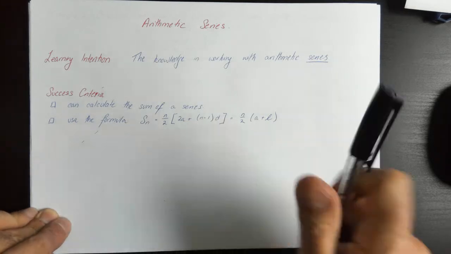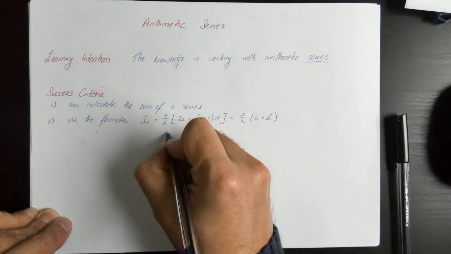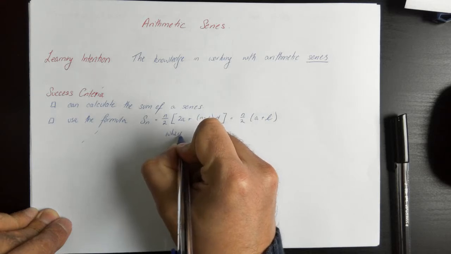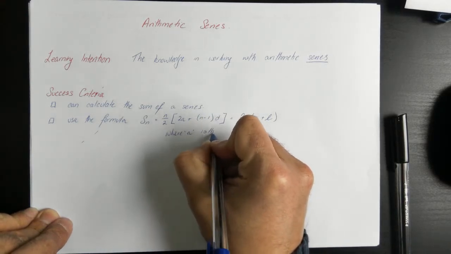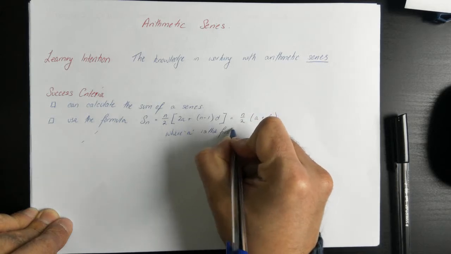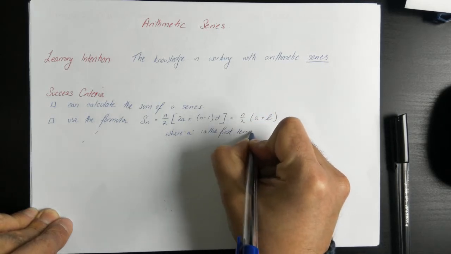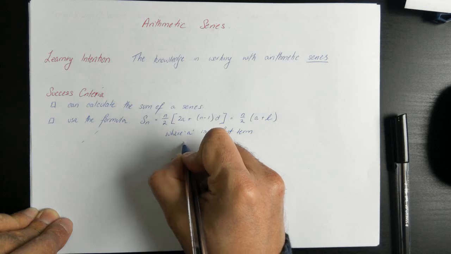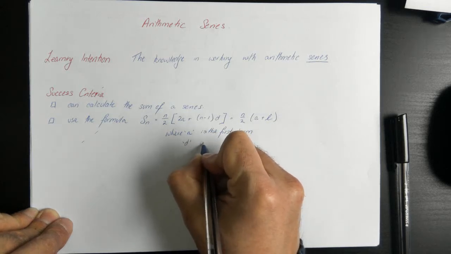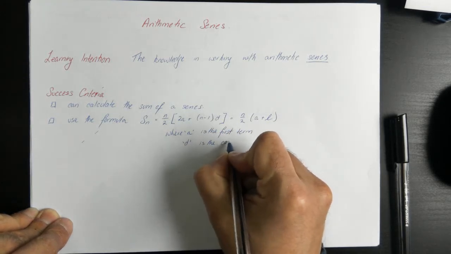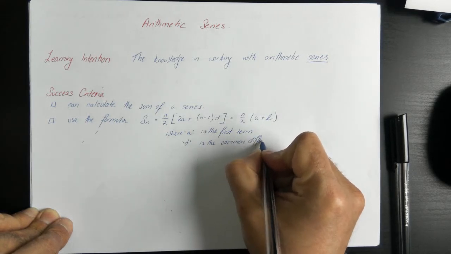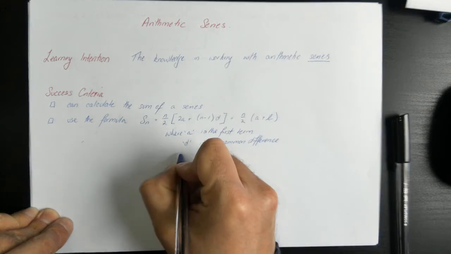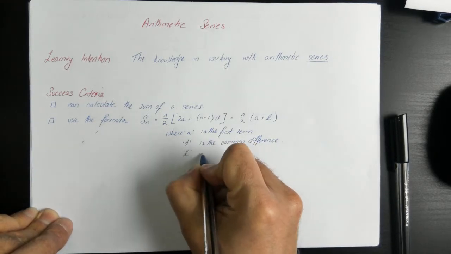And where a is the first term of the sequence, d is the common difference, and l is the last term.